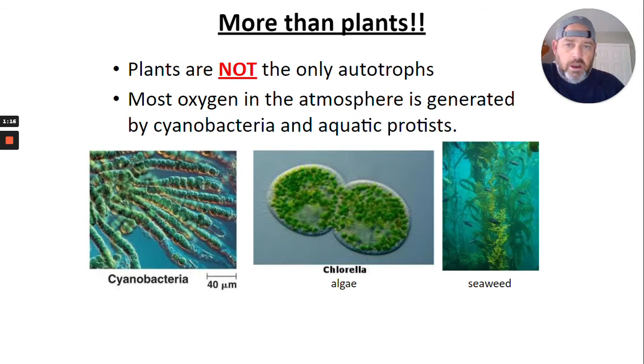Plants are not the only autotrophs, like I mentioned a second ago. A lot of the oxygen, or most of the oxygen in the atmosphere, is generated by cyanobacteria, which is blue-green algae, and some aquatic protists. So lots of other organisms are doing photosynthesis and generating oxygen for the planet. It's not just trees, right? But if we keep treating our oceans really poorly and these guys don't make it, then that's going to severely decrease how much oxygen goes into the atmosphere, into the system, right? That's not good.